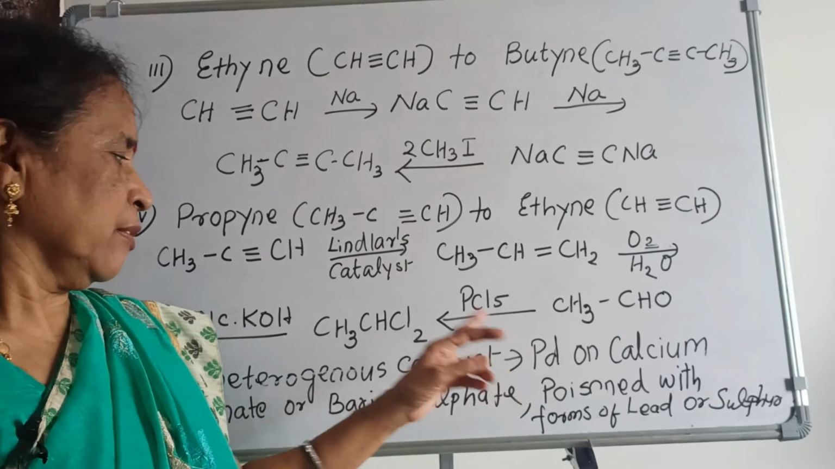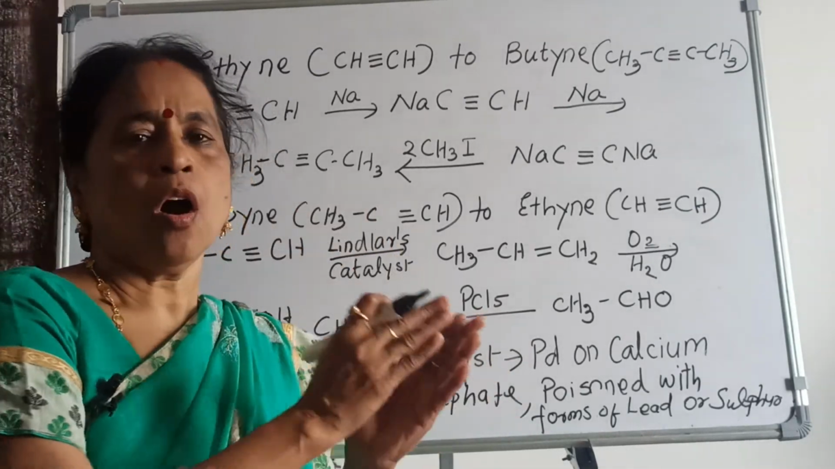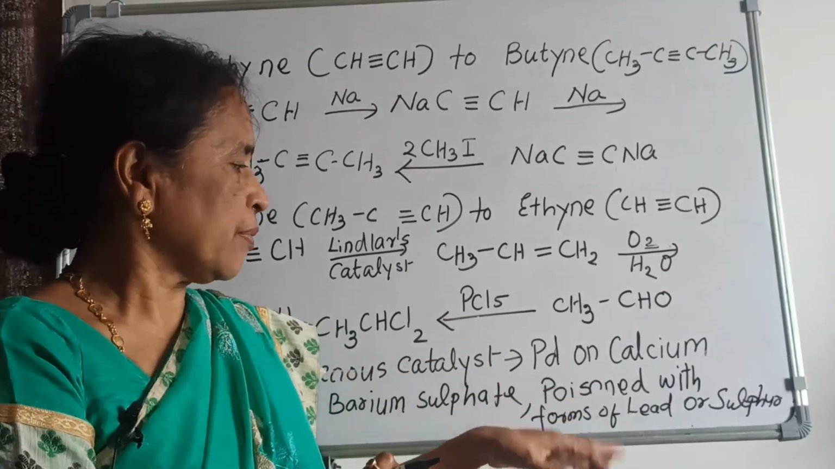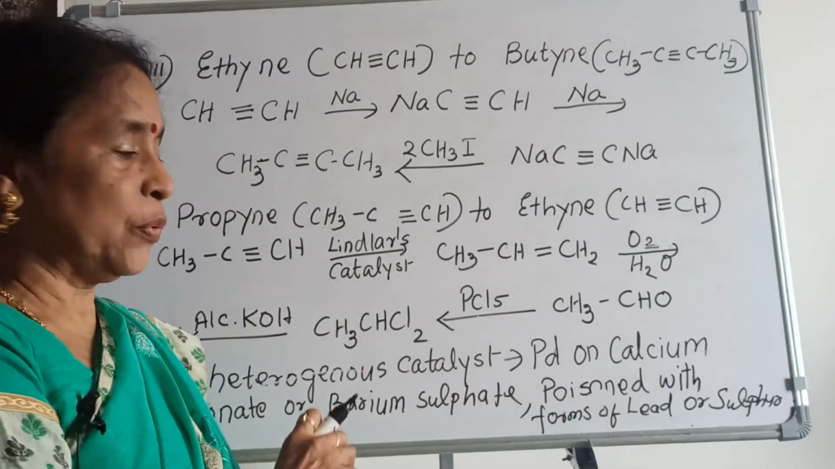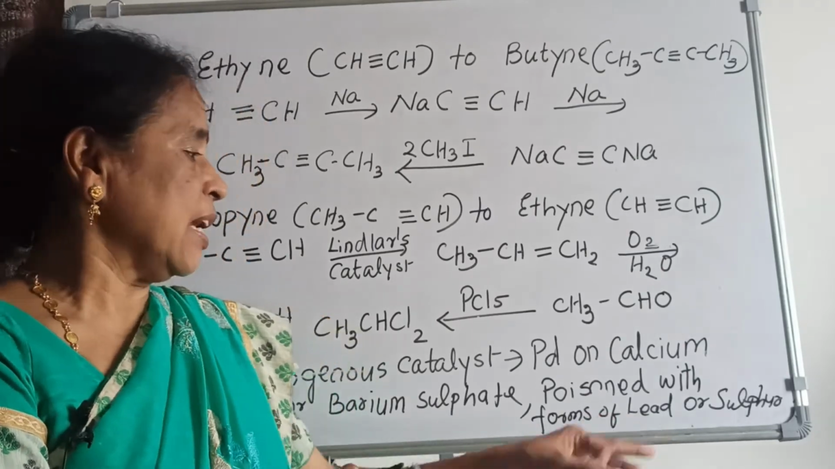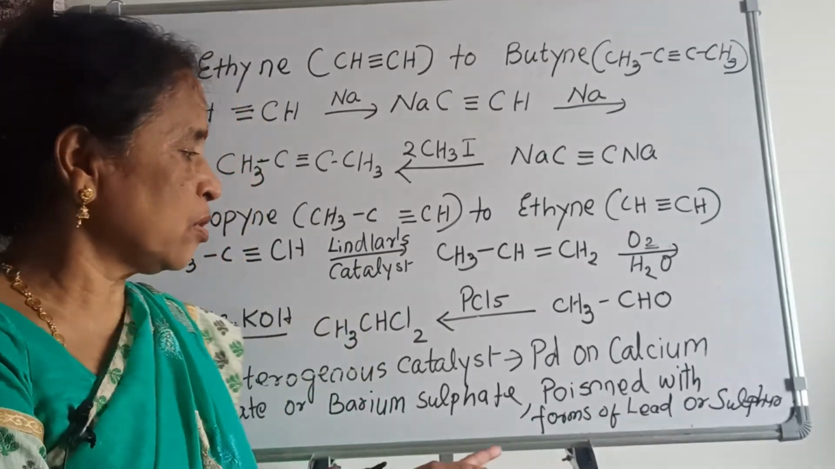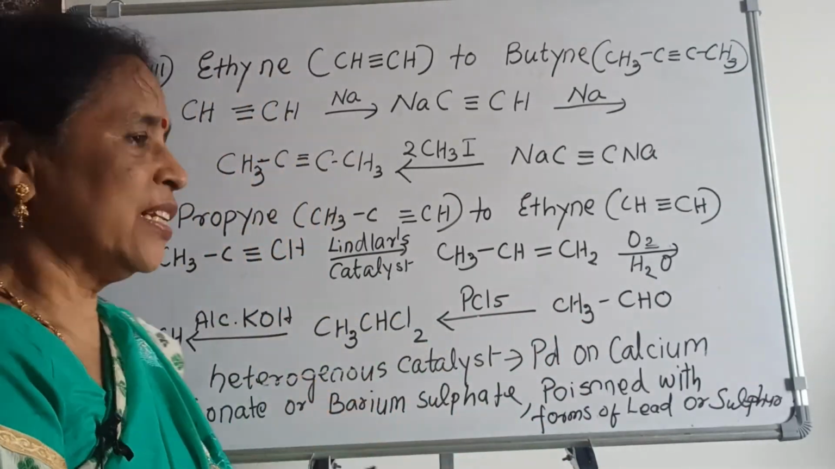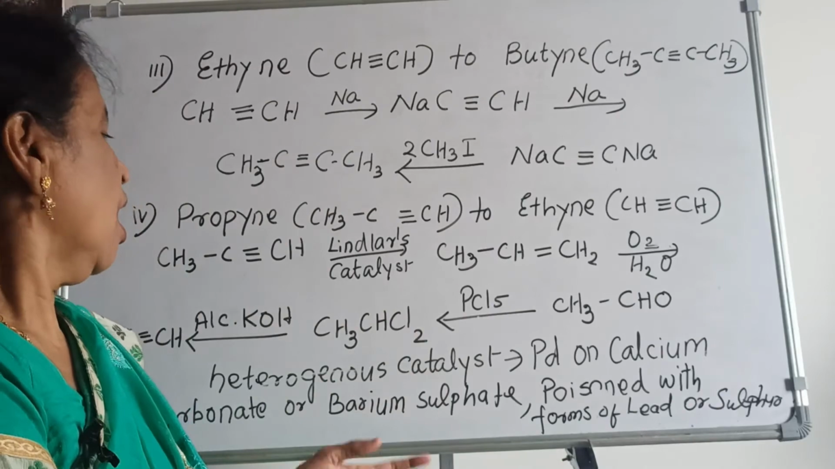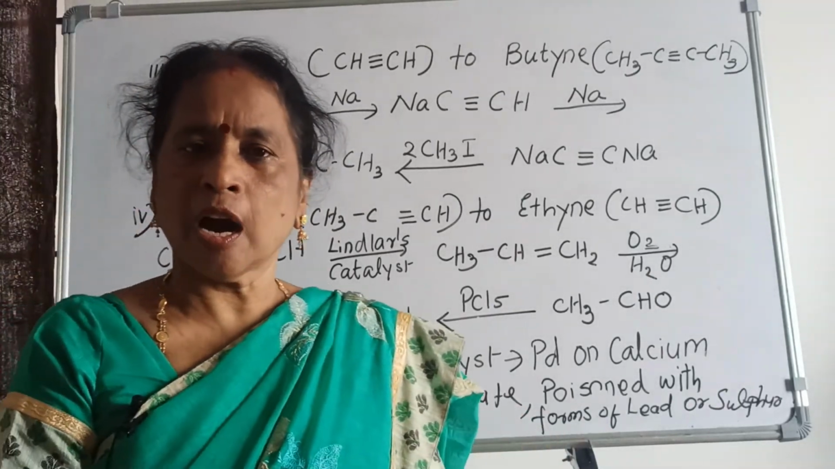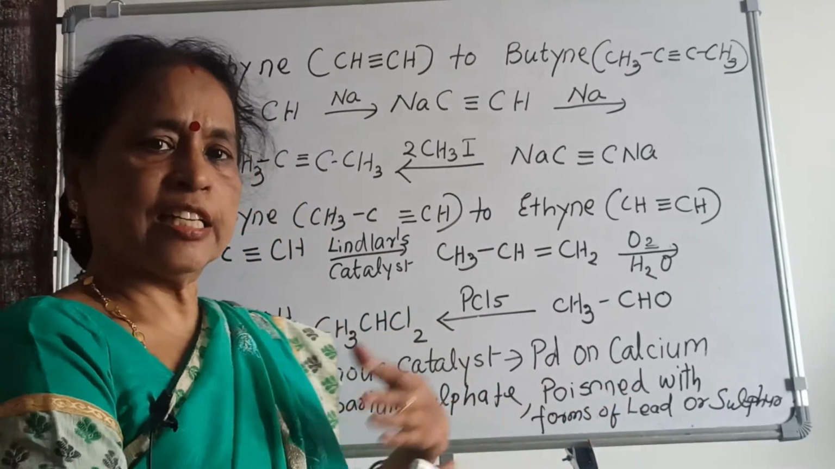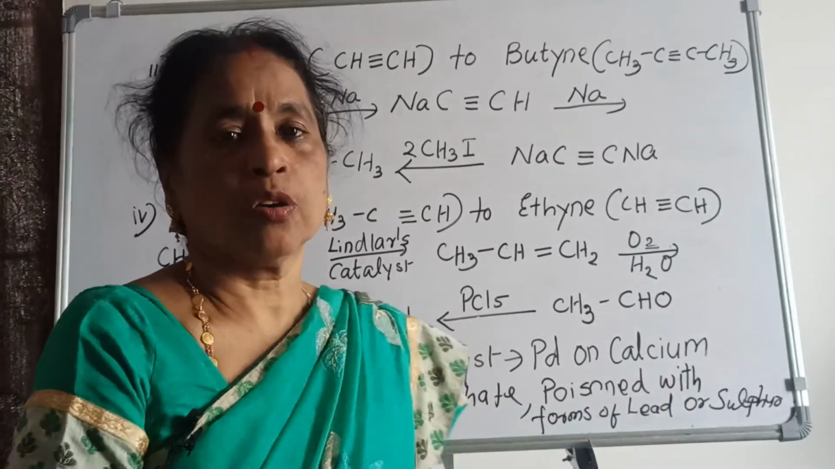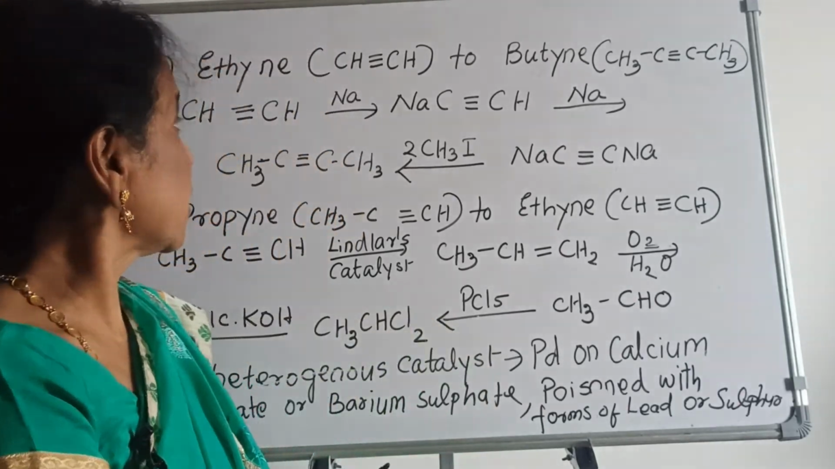And here what to do? The palladium on calcium carbonate and barium sulfate, after that it is treated with different forms of poison, lead and sulfate compounds. Then after that it is called Lindlar's catalyst. Remember what Lindlar's catalyst is? It is a heterogeneous catalyst, palladium on calcium carbonate or barium sulfate, and then it is poisoned with different forms of lead or sulfate. I hope it is clear.